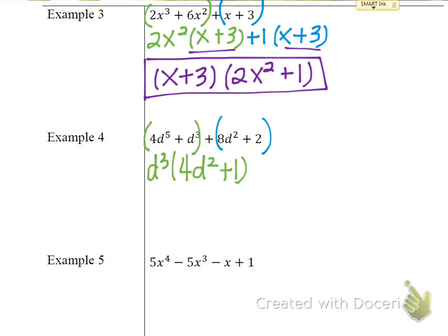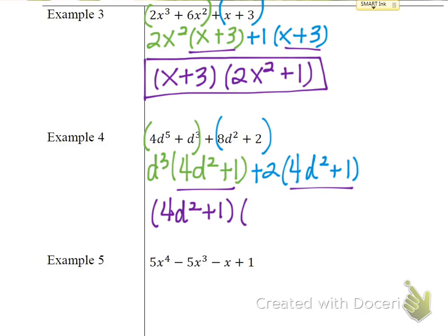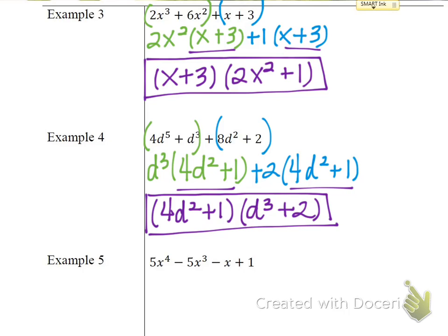And then what about the blue grouping? So plus 2 times 4d squared plus 1. Now, we always want our two parentheses to be exactly the same because that means we can factor them out. So factor out the 4d squared plus 1. What would I be left with? D to the 3rd plus 2. Neither one of them can be factored anymore. 4d squared plus 1, both of those are perfect squares, but are they a difference? No, because they're being added, so you just leave it the way that it is.